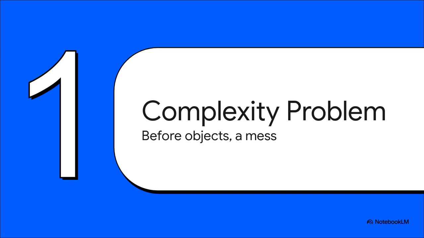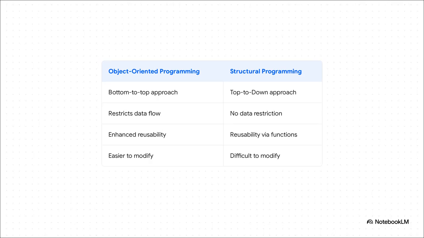Something had to change. And when you put the old way next to the new way, it's a night and day difference. The old structural programming was very top-down, and data could just kind of flow everywhere. That is a massive security risk. And changing anything, super, super difficult. OOP just flips that whole script. It takes a bottom-up approach, building secure, flexible components from the very start.